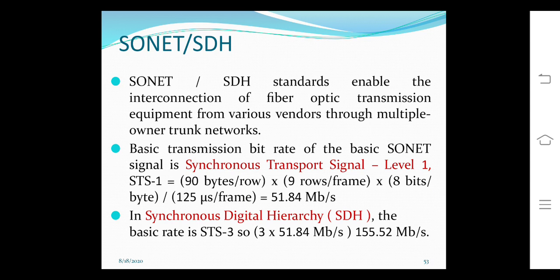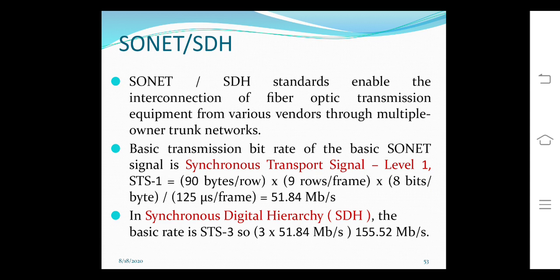So the data rate will be calculated like this: 90 bytes per row, 9 rows per frame, and 8 bits for each byte. Multiplying all these, and dividing by 125 microseconds for each frame, the resultant data rate will be 51.84 Mbps, that is megabits per second.